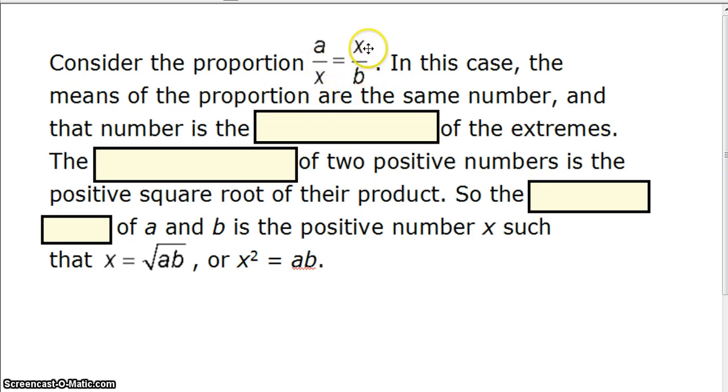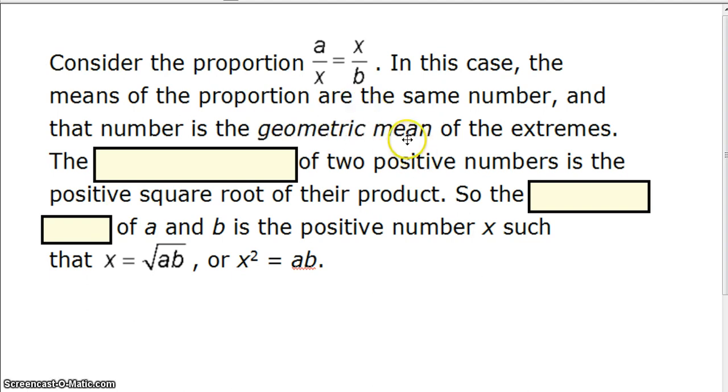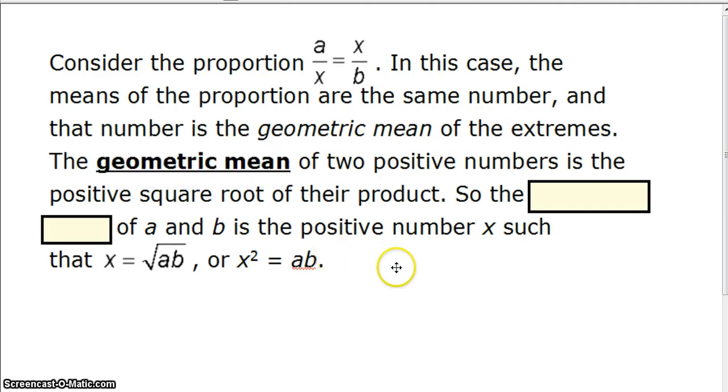The means are, in this case, both the same number. So the number is the geometric mean of the extremes. So what does that mean? The geometric mean of two positive numbers is the positive square root of their product.